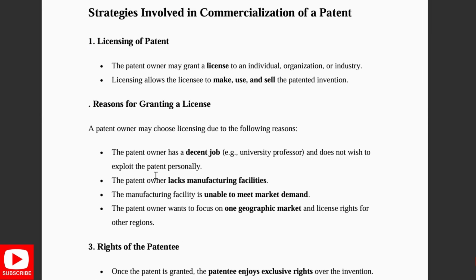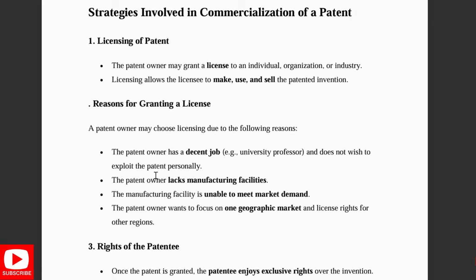What are the strategies involved? Firstly, licensing of patent means the owner may grant a license to an individual, organization, or industry that allows them to make, sell, or use the patented invention. The reason for granting a license is that the owner has a decent job, for example, if he is a university professor and does not wish to exploit the patent personally.